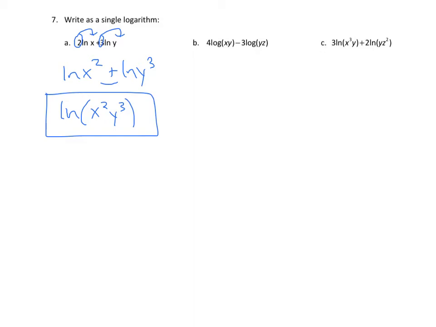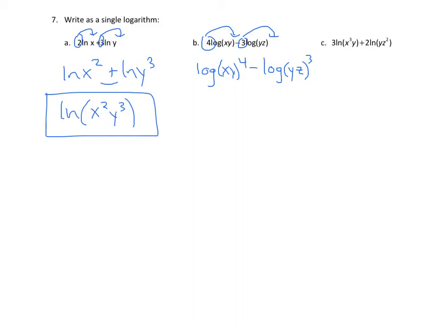Same thing for this next one. First I'm going to take the number in front, make it an exponent, and we get log of xy to the fourth minus log of yz to the third. And, oops, I wrote this 4 in the wrong place. It needs to be out here.